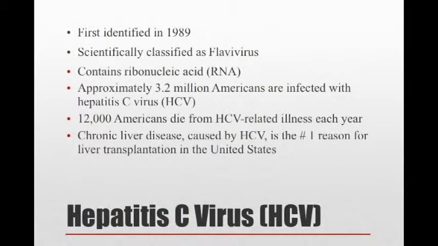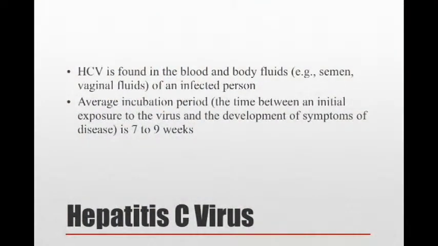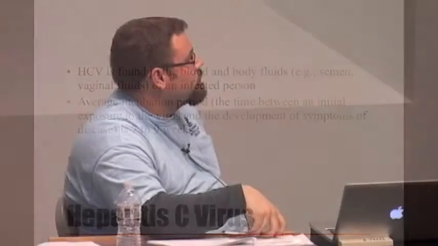Moving on to hepatitis C. It was first identified in 1989. It's another RNA virus. Approximately 3.2 million Americans are infected with hepatitis C. 12,000 Americans die from HCV-related illness each year. Chronic liver disease caused by HCV is the number one reason for liver transplants in the U.S. It's found in the blood and body fluids of an infected person. The average incubation period is 7 to 9 weeks.